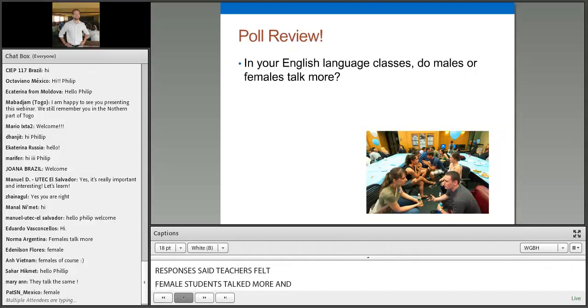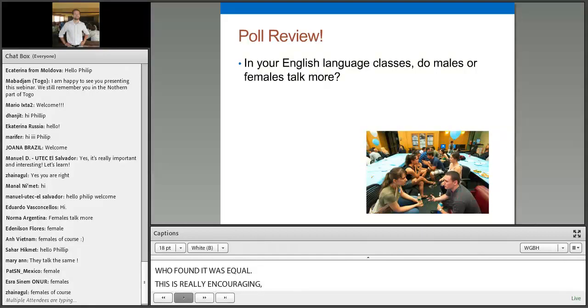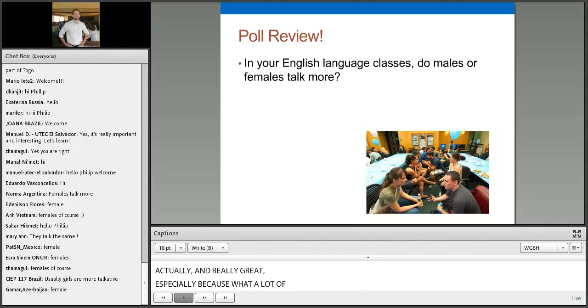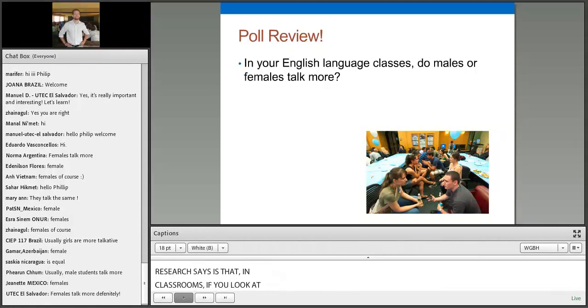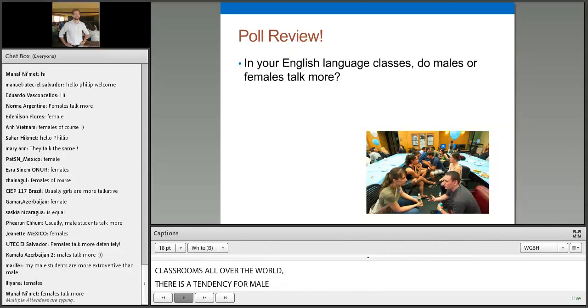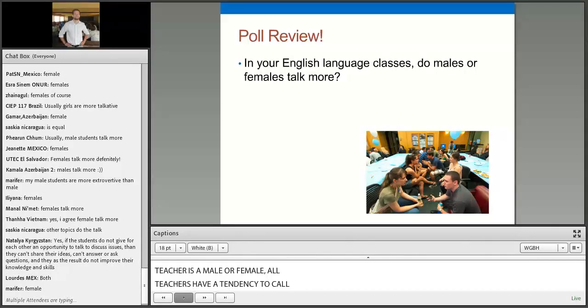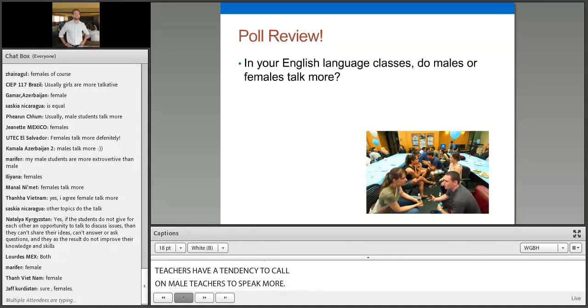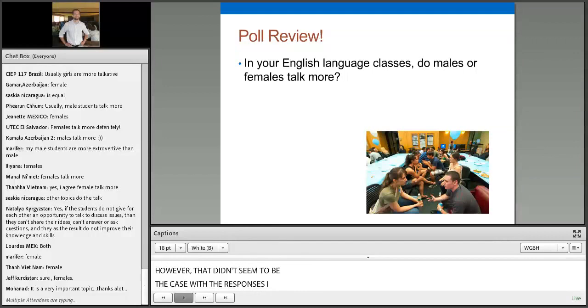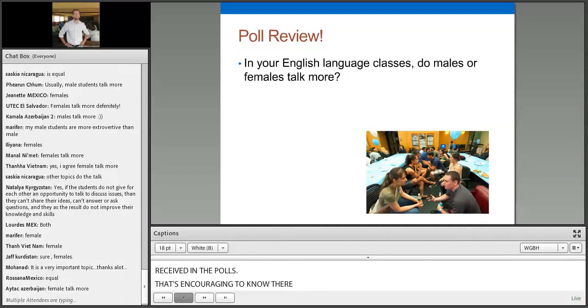This is really encouraging, especially because what a lot of research says is that if you look at classrooms all over the world, there is a tendency for male students to talk more. Additionally, research shows that whether a teacher is male or female, all teachers have a tendency to call on male students to speak more. However, that didn't seem to be the case with the responses I received in the polls. That's encouraging to know that there are so many of you finding equal participation in your classes.